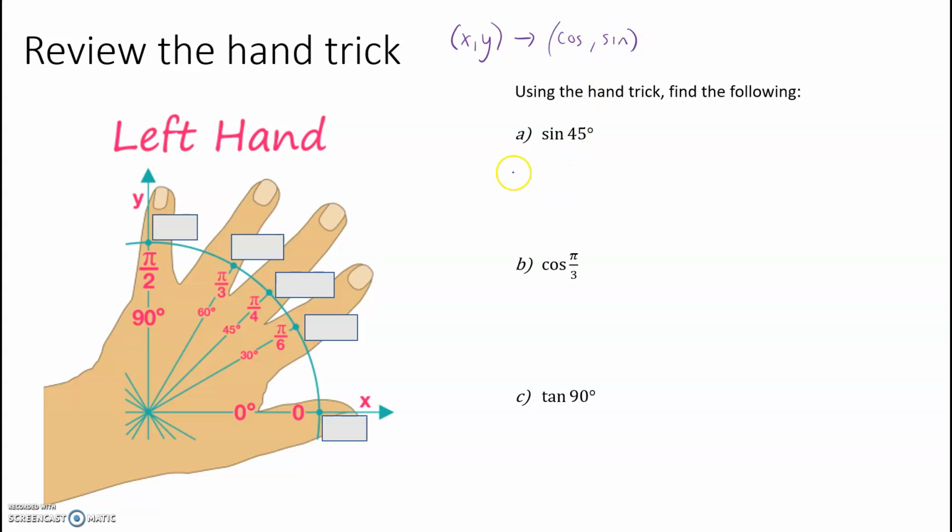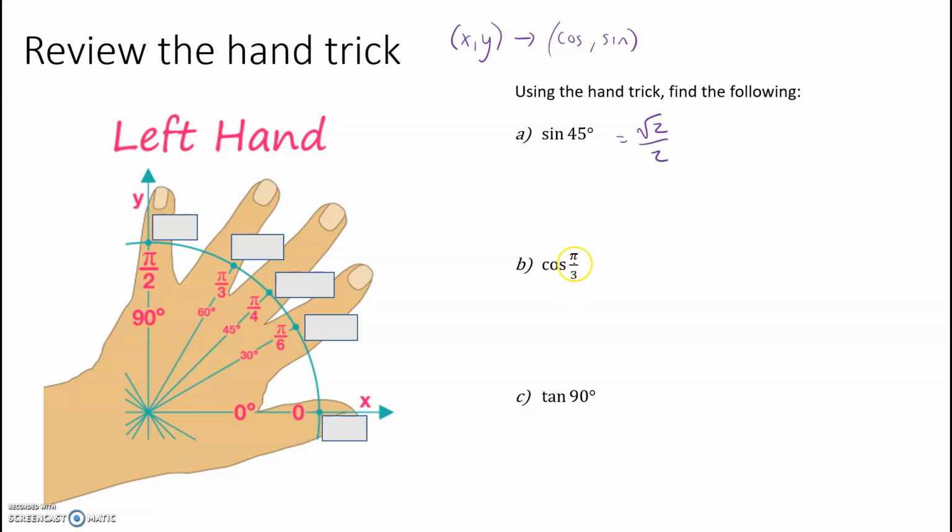So if I ask you for the sine of 45, you would put down your 45 finger, right, your middle finger, and cosine is over here, so it'd be root 2 over 2, and sine is over here, root 2 over 2. So sine of 45 is root 2 over 2. All right. Now again, that's just looking at your hand.